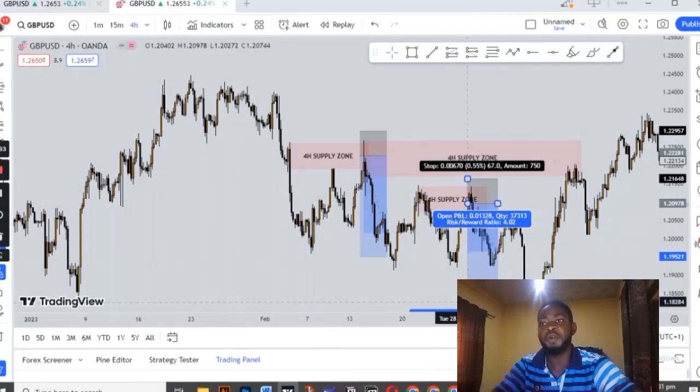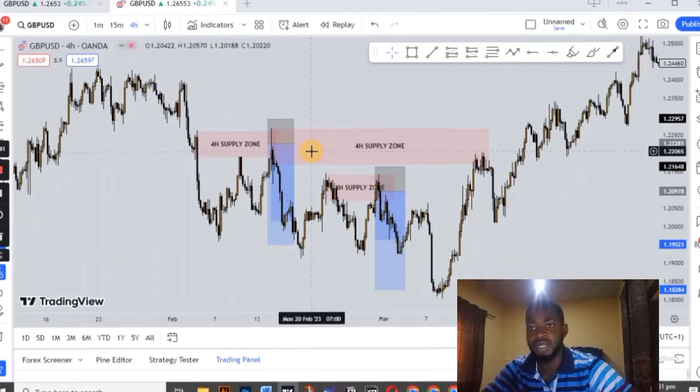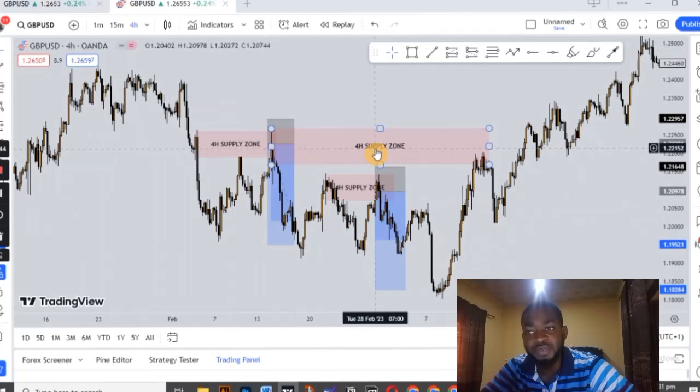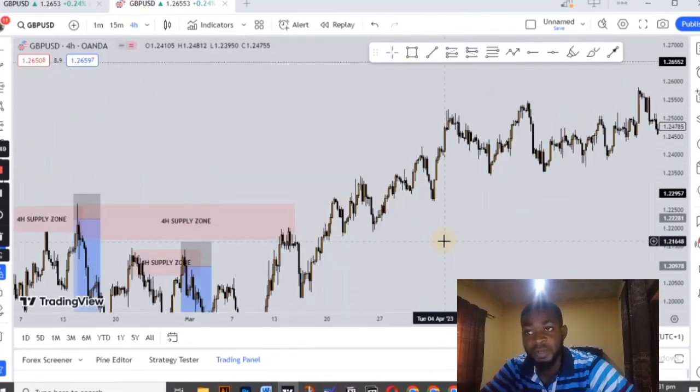Even when price came back to this big zone here, price still sold from the zone. So that's how to draw your supply zone. So this actually, let's look into this also. It's actually a demand zone also.